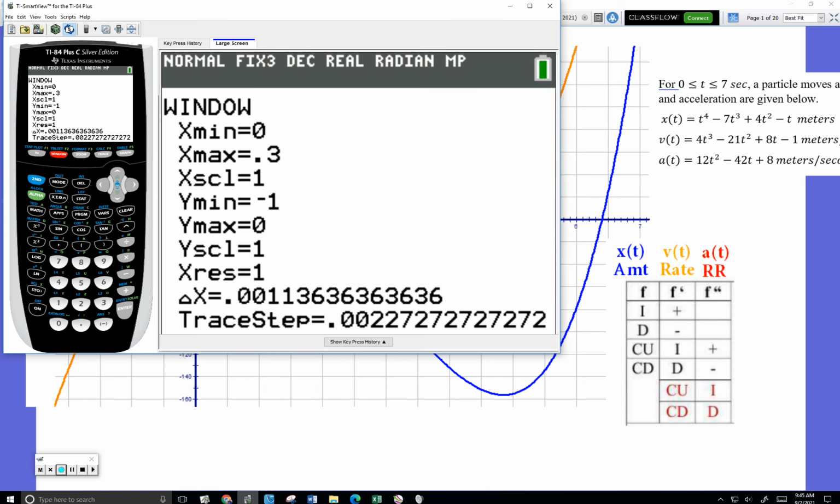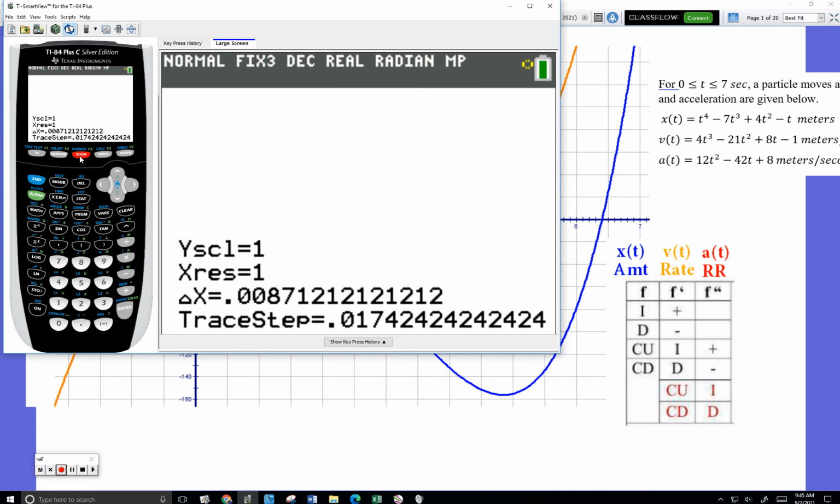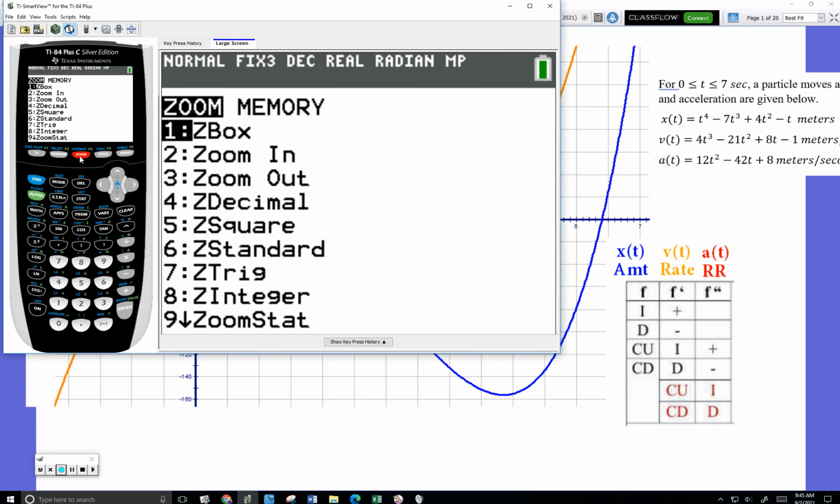The minimum x-axis coordinate will be negative 2. The maximum will be 7. So do that. Don't change anything else. Now you're going to zoom fit, as Mr. Ruckety says. So you hit zoom. Fit is far down the list. The quickest thing is to hit 0. That's zoom fit. Questions?